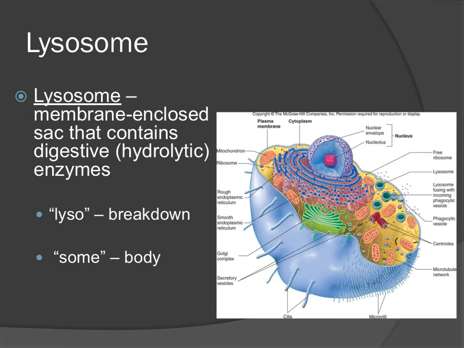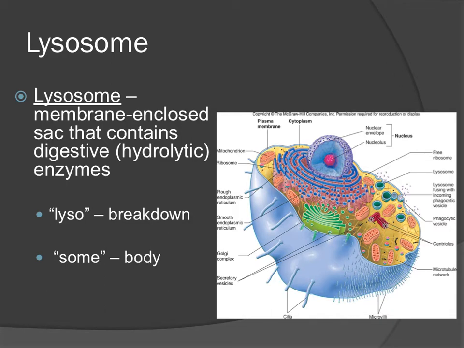Our lysosomes contain digestive enzymes and are used to clean up the cell, digest bacteria that have entered the cell, or break down worn out organelles. It is a membrane enclosed sac that contains digestive enzymes. Your lysosomes hold enzymes that were created by the cell. Its purpose is to digest things. It might be used to digest food or break down the cell when it dies.